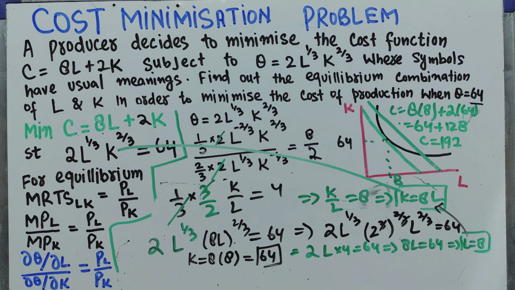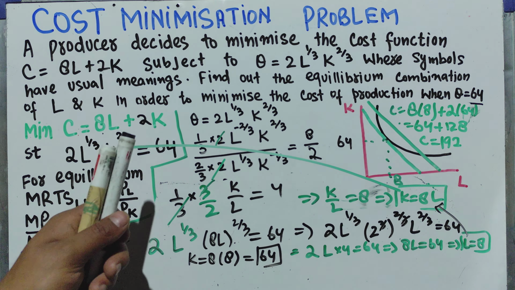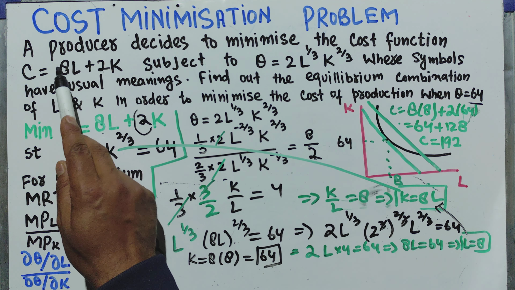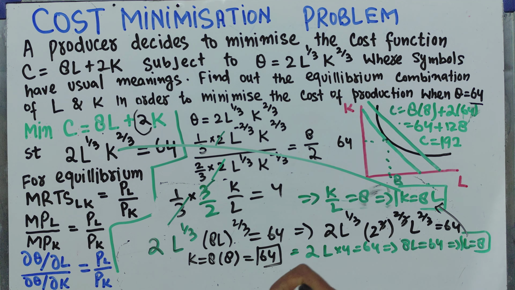It was simple, but I was confused. Here I made the mistake because the cost function was 8L plus 2k, not 8L plus 4k. I hope I made myself clear in this video.